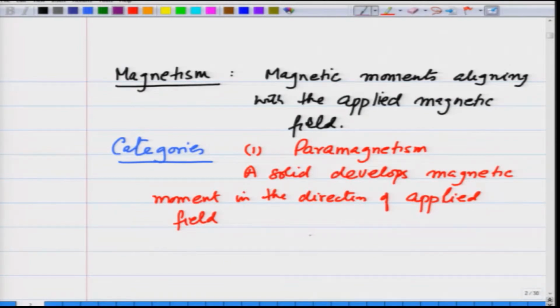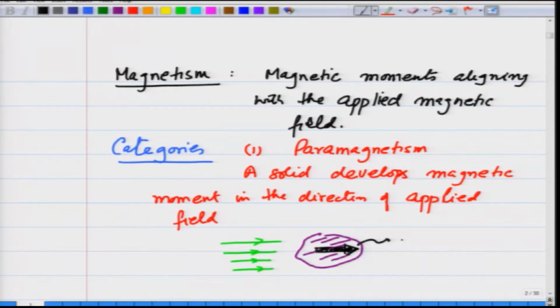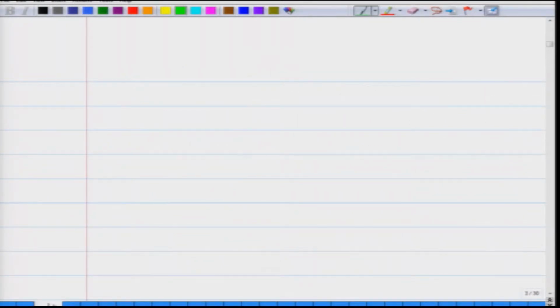So, if I take a substance, a sample, and put it in an applied magnetic field, say in the direction going to the right, then it will develop a magnetic moment in the same direction as the applied field. So, in here this is the magnetic moment developed in the sample, and this is the applied field.